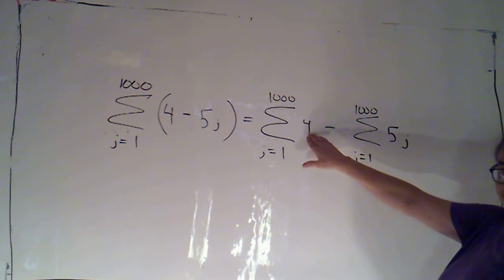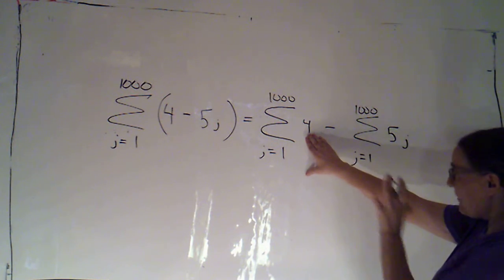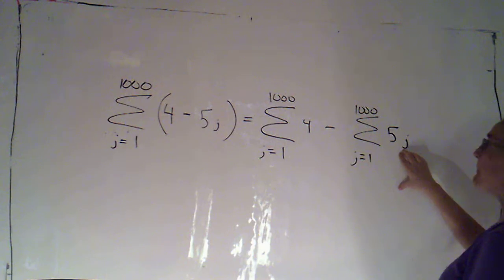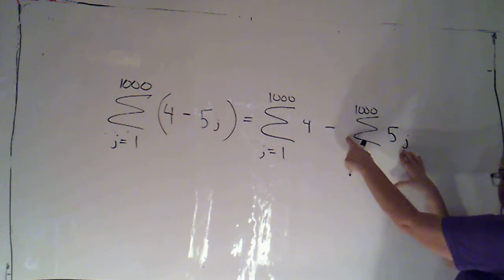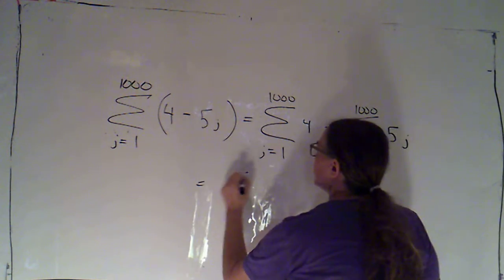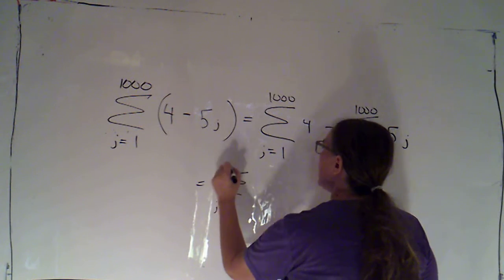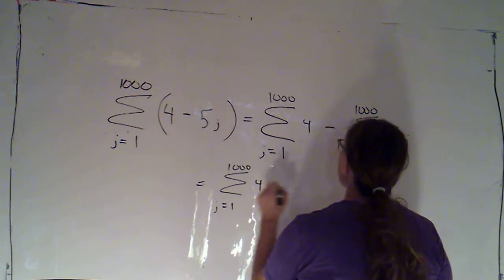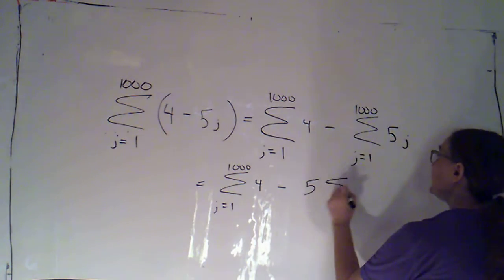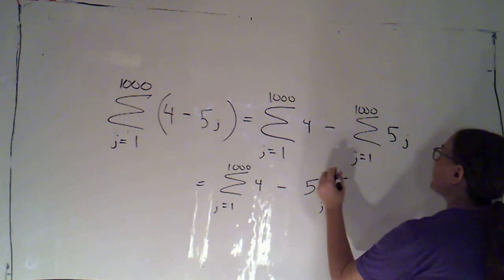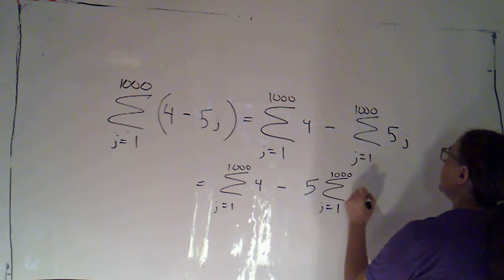That's just a constant, so that's already in a form I like. This is a multiple of j. I'm going to just factor out that 5. So we'll have the sum as j goes from 1 to 1,000 of 4 minus 5 times the sum as j goes from 1 to 1,000 of j.